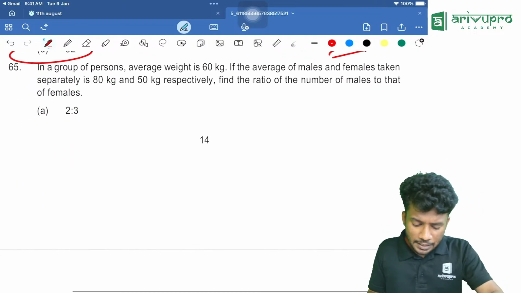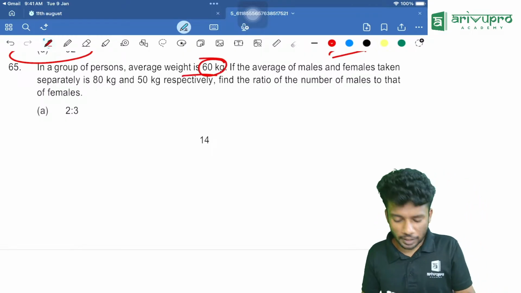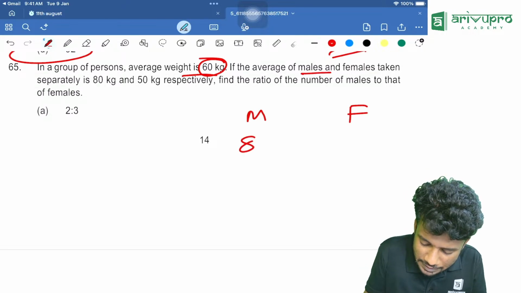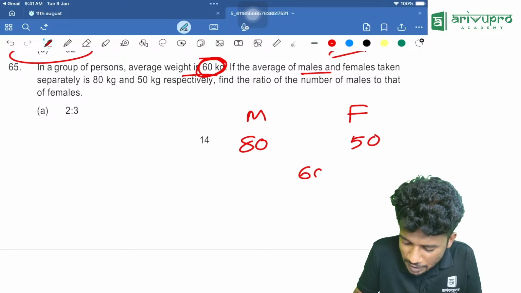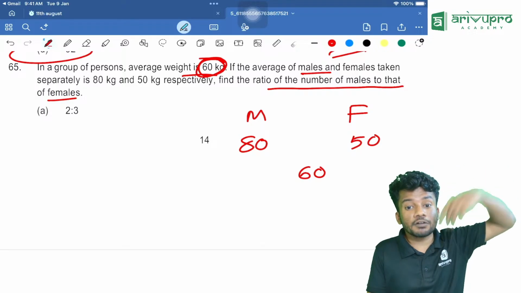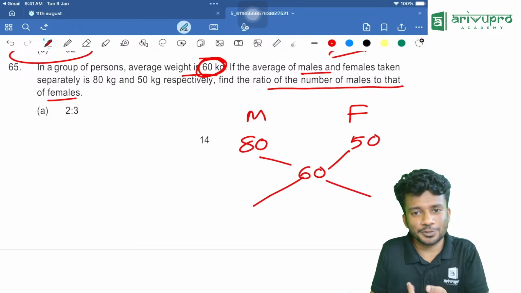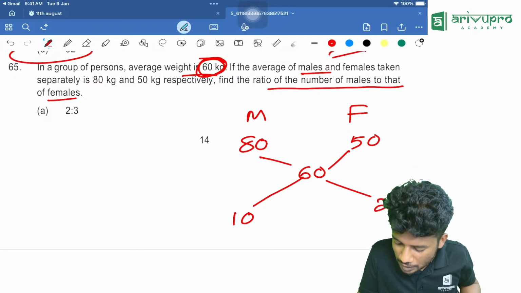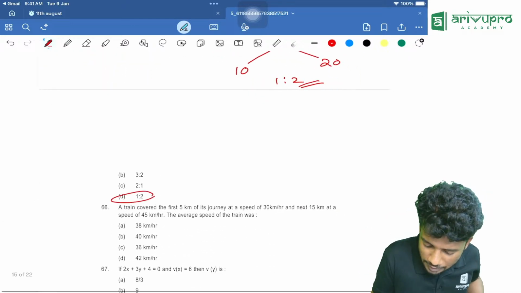Next question. In a group of persons, the average weight is 60 kilograms. If the averages of males and females are given separately as 80 and 50 respectively, then their combined average is 60. We need to find the ratio of the number of males to females. Use the method of alligation, first chapter thing. 60 minus 50 is how much? 10. Then 80 minus 60 is how much? 20. So 10 is to 20 is 1 is to 2. Option D is your answer.